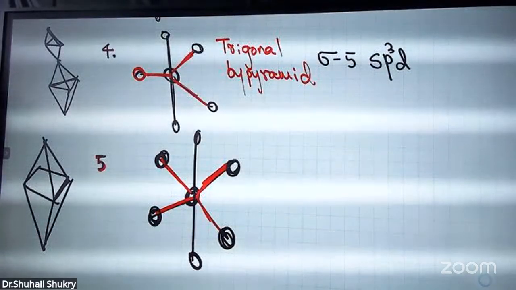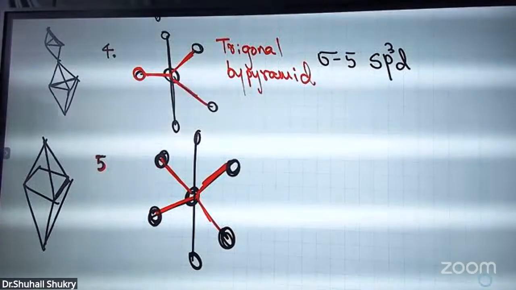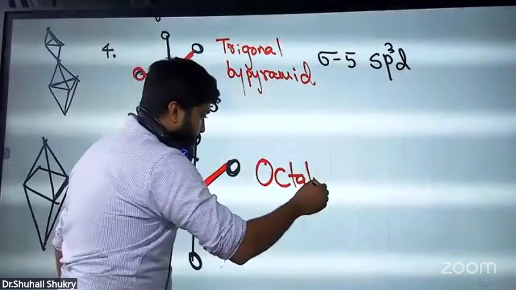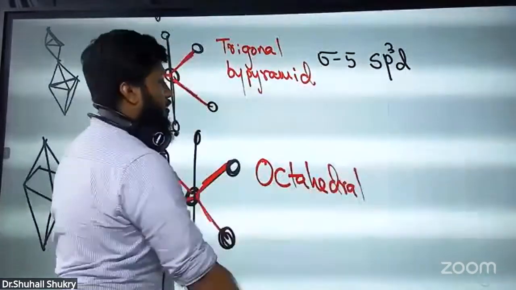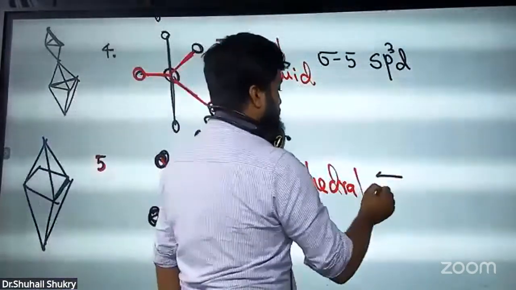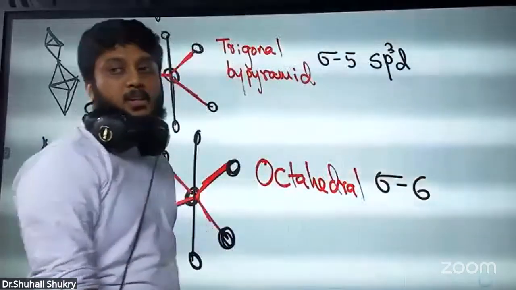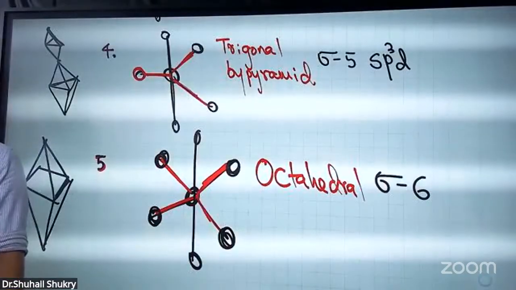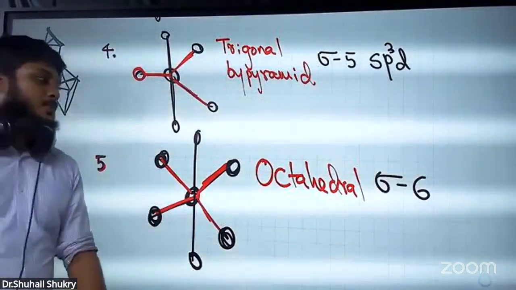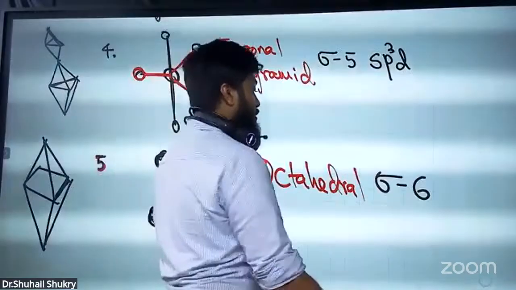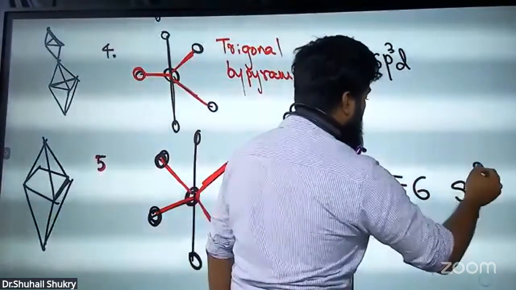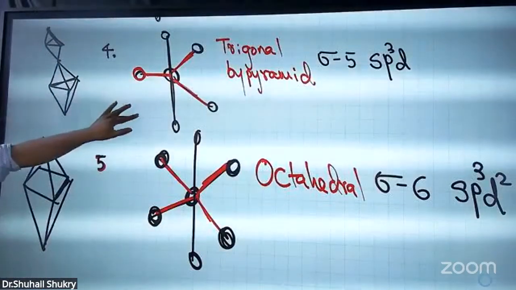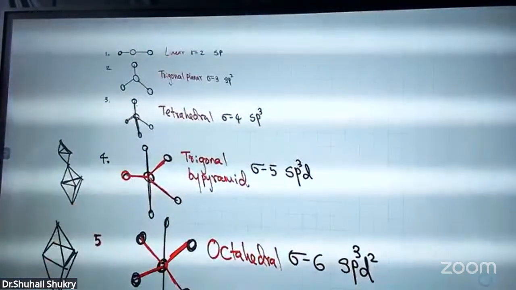What is this? Eight sides are there. Therefore, we call this shape octahedral. Octahedral shape. Then how many sigmas are here? Six sigmas. This is the maximum number of sigmas possible. If there are six sigmas, we call it what shape? Octahedral. Then what is the hybridization? sp3d2. So these are known as the basic molecular shapes.